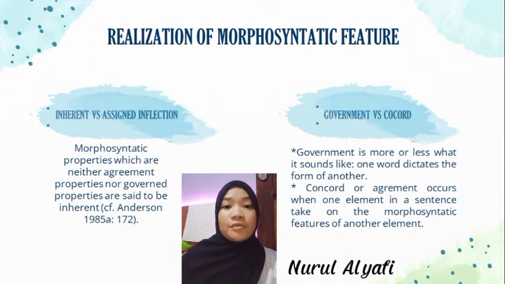3. Government versus concord. Government is more or less what it sounds like: one word dictates the form of another, e.g. verbs and nouns or prepositions and nouns relationship. Concord or agreement occurs when one element in a sentence takes on the morphosyntactic features of another element.